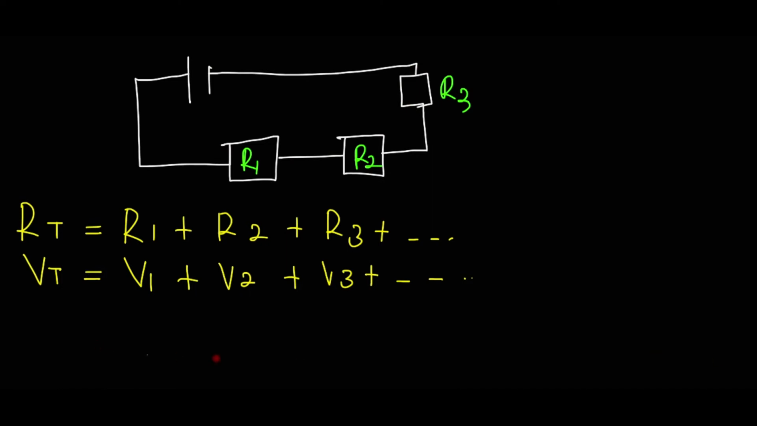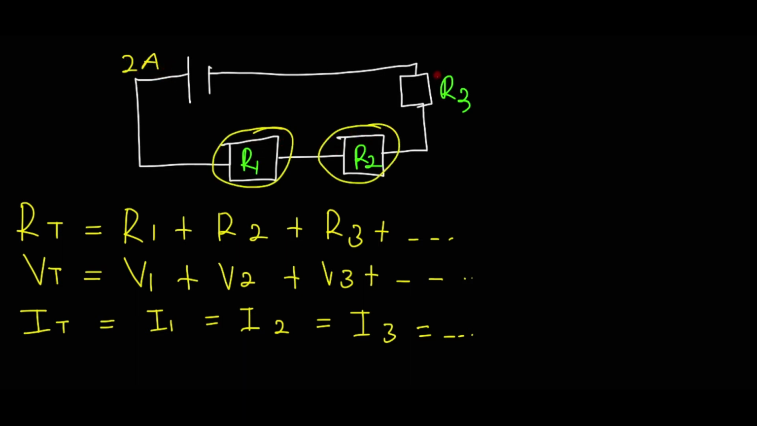And then another thing again, I total is equal to I1 is equal to I2 is equal to I3 and so on. The total current in the series connection is equal everywhere. Let's say if this circuit has a current of 2 amperes, it means each resistor here will have a current of 2 amperes. So for a series connection the current is the same everywhere.